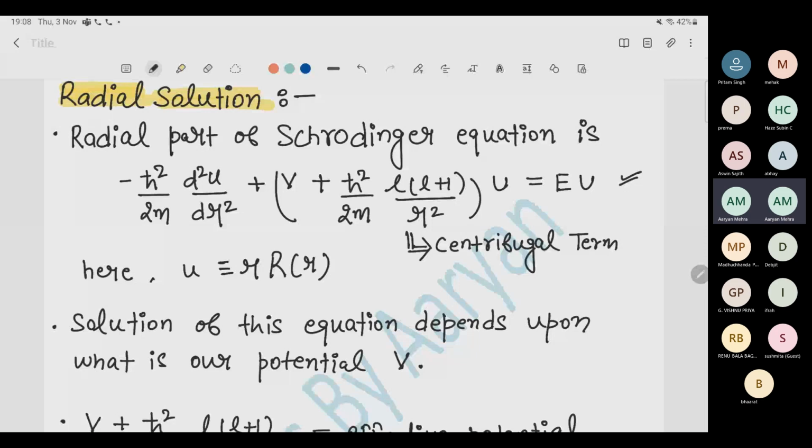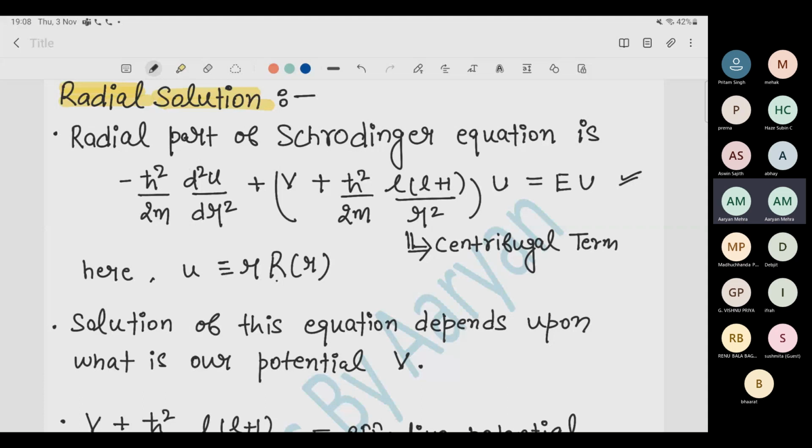Now what is u here? u is a new parameter which is defined. u is r multiplied by capital R. What is capital R? R is the radial part of the solution. And what is small r? It is simply the distance from the origin, as you know in spherical polar coordinates, plus V plus h cut square by 2m L(L plus 1) by r square, then again u.